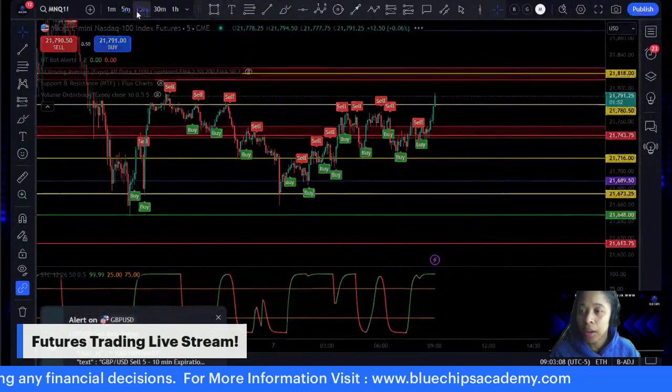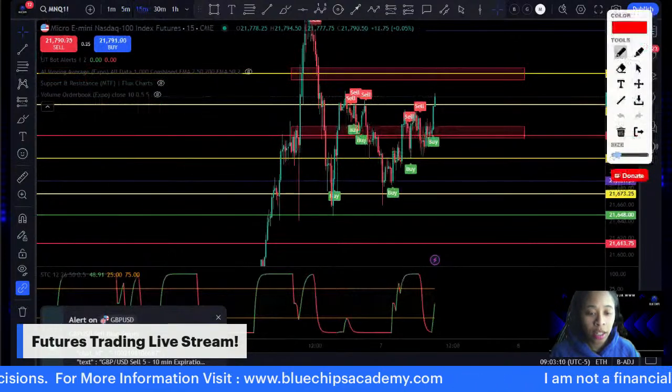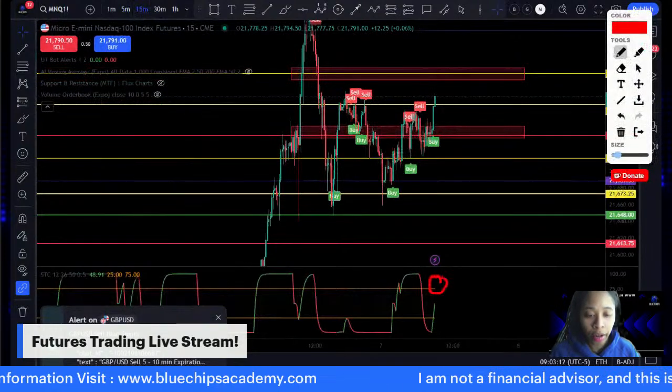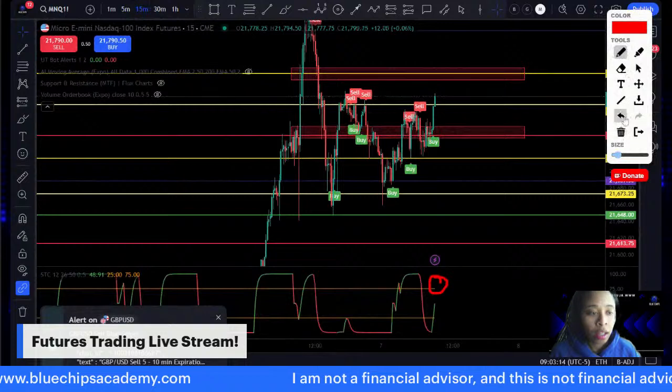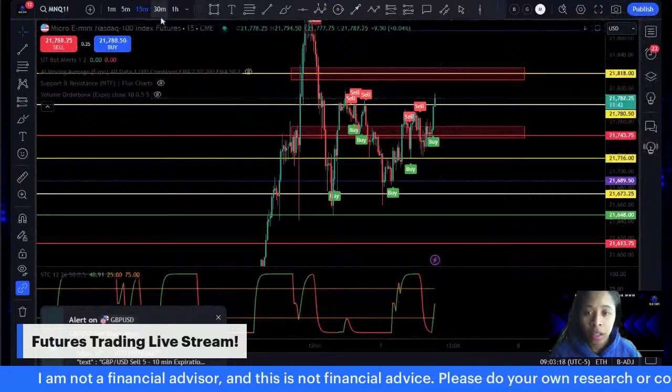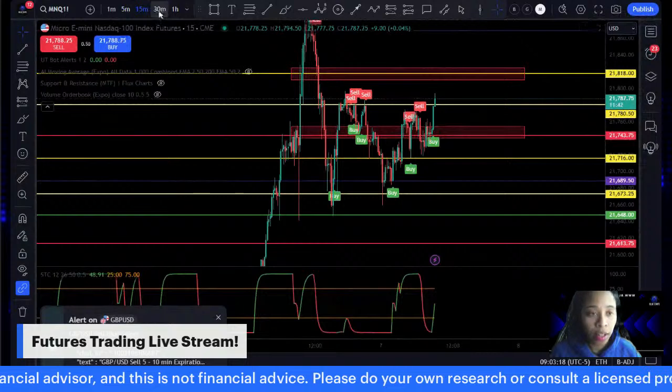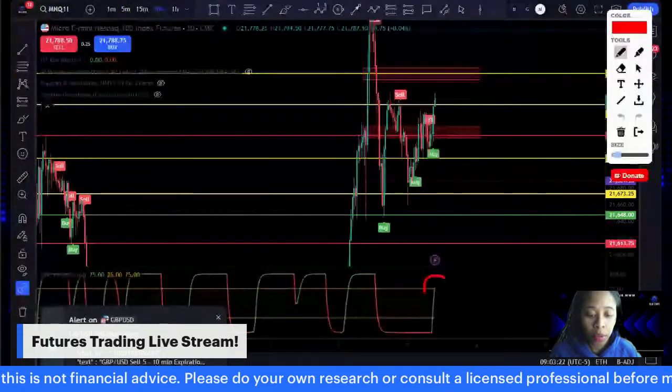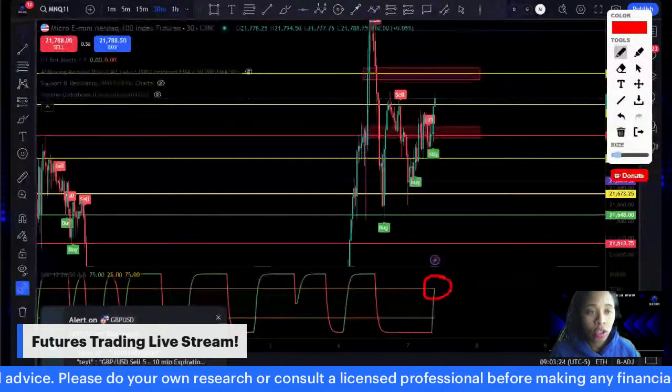Okay. The 15-minute here, what do we have? Price is approaching the overbought area. Okay. And then the 30-minute, we're kind of almost already there. So the next candle will probably put us in that overbought area.